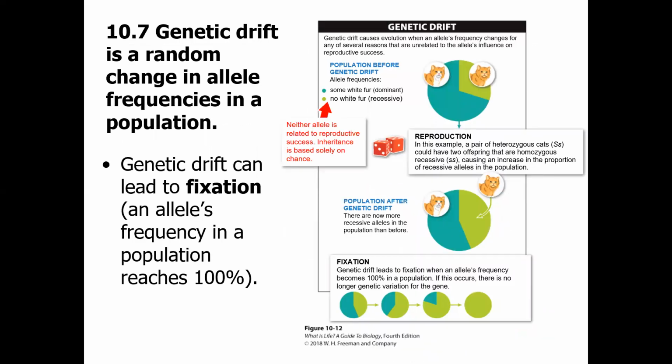Okay. The second mechanism we're looking at is genetic drift. And genetic drift is a change in allele frequencies in a population. However, this is occurring randomly, and the idea is that with genetic drift, there is some sort of external force that's occurring that's changing the population in some way.